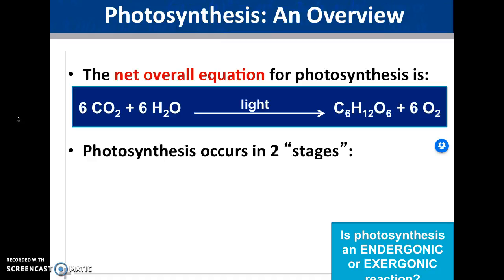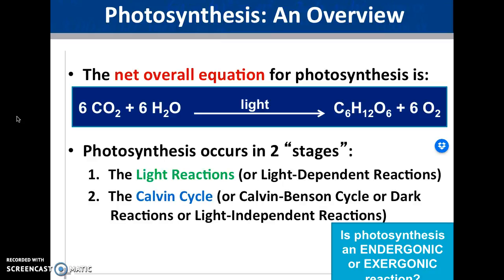Photosynthesis actually occurs in 2 stages, which is the next step in learning photosynthesis. We probably did not cover much of this in general biology, so for the AP test, it's especially important that we understand the light independent and the light dependent reactions. The light reaction, or the light dependent reactions, are going to occur based on if there is light present. The Calvin cycle, also known as the dark cycle or the light independent reaction, can occur at any point.